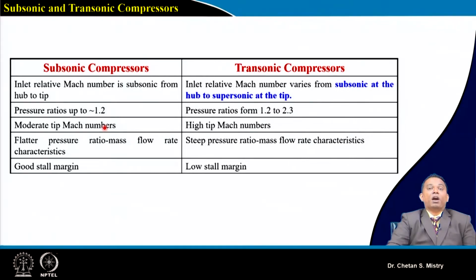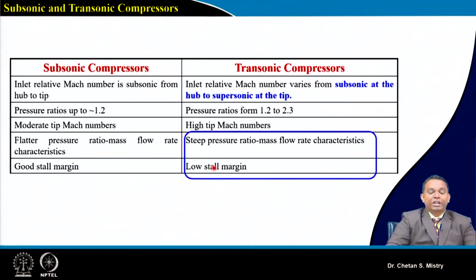The tip Mach number is moderate for a subsonic compressor. For a transonic compressor we will have a higher tip Mach number. For a subsonic compressor we have a flatter operating characteristic. For the transonic compressor, we have a steeper operating characteristic. We will see what the meaning of that is. The subsonic compressor has a good stall margin, and the stall margin for the transonic compressor is lower.